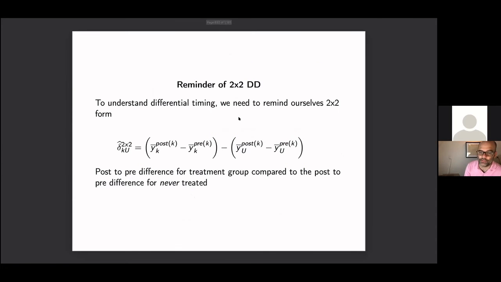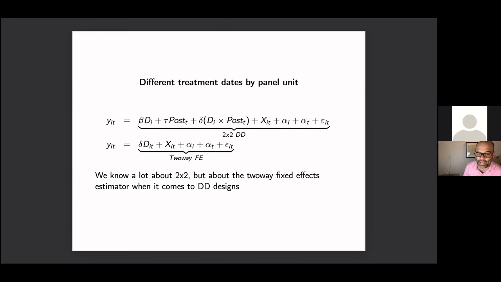All right, so we know these 2x2 specifications. We discussed it earlier today. We've got here this 2x2 form of the post-treatment minus the pre-treatment, post-treatment minus the pre-treatment, and then we difference that difference. And when we have a 2x2 group, we have this specification here. We might put in covariates, put in our fixed effects, but really it's the interaction.